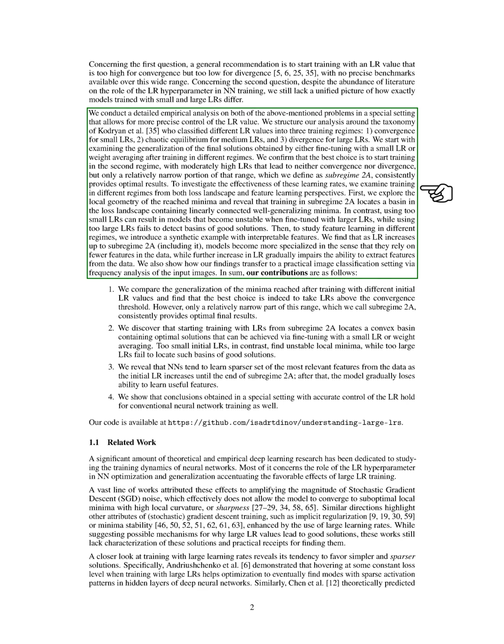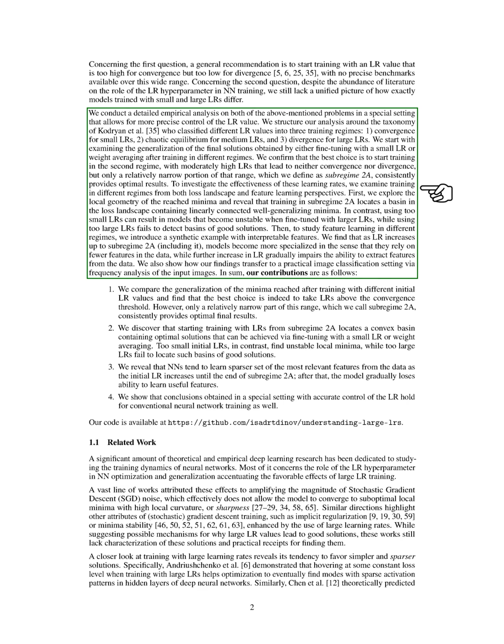We first examine the generalization of final solutions obtained by fine-tuning with small LRs or through weight averaging after training in various regimes. Our findings indicate that starting training in the second regime, with moderately high LRs, yields the best results. Specifically, a narrow range we define as subregime 2A consistently provides optimal outcomes. We further investigate the effectiveness of these learning rates by analyzing the loss landscape and feature learning.